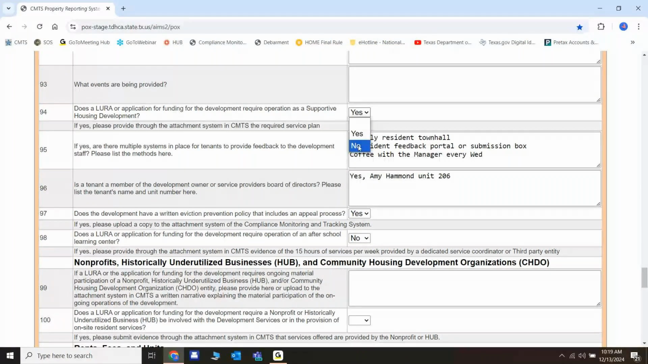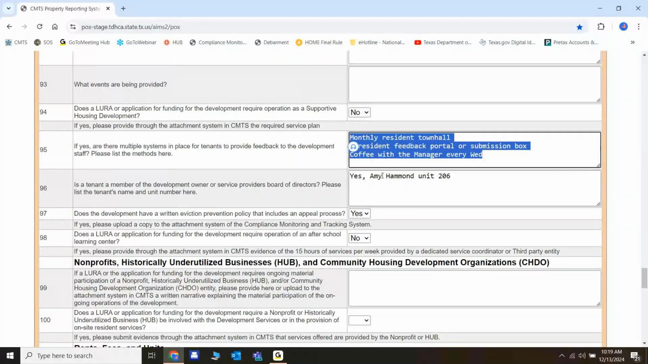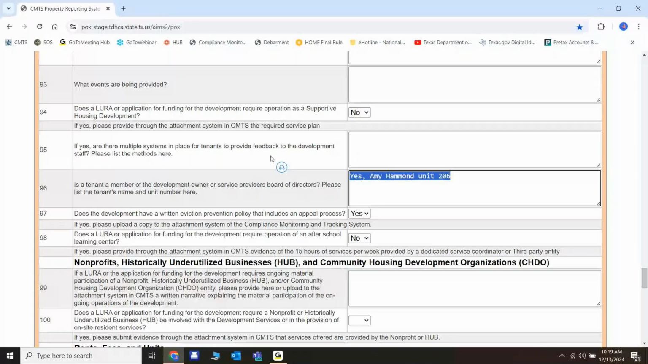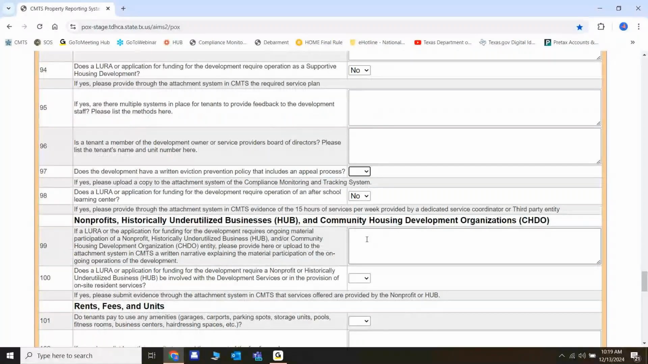So if this is a no, all of this is going to be blank all the way down to 98. And then you're going to say about that mitigation for schools, are you yes or no on that? And again, in your land use restriction agreement, it'll be right in there, just like your HUB, just like your nonprofit, just like your supportive services. You will know.